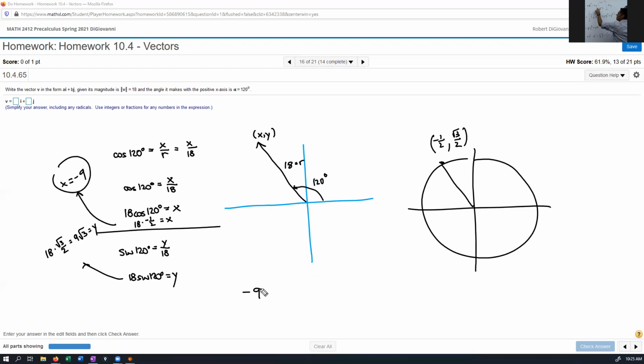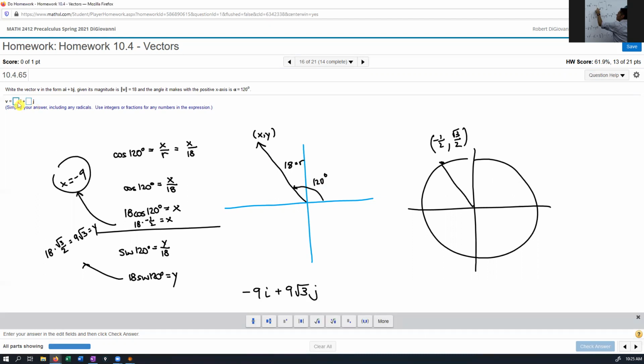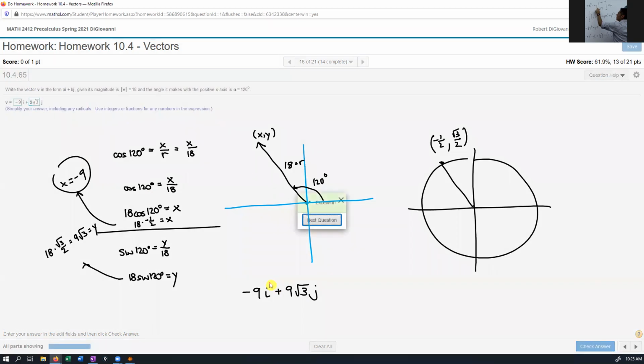So now I can create the vector using the X first. So that's -9 I plus 9 root 3 J. Weird, now they give us the I and the J. It's really strange. -9 I plus 9 square root of 3 J. There we go.